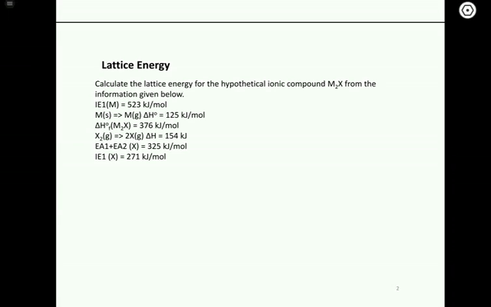There's actually a small mistake on here. The delta H of formation should be negative. I'm sorry about that. So this should be minus 376, but all the rest of these numbers make sense. Okay, so we have an ionic compound M2X, and we want to calculate its lattice energy.